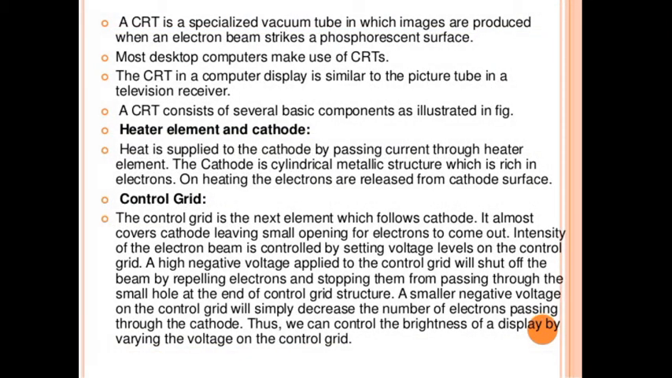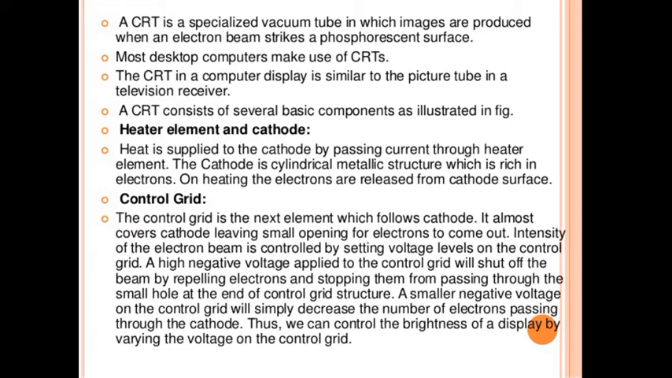Now let us start discussing the CRT. A CRT is a specialized vacuum tube in which images are produced when an electron beam strikes the phosphor coated screen. Many desktop computers use a CRT device. The CRT in a computer display is very similar to the picture tube used in the television.